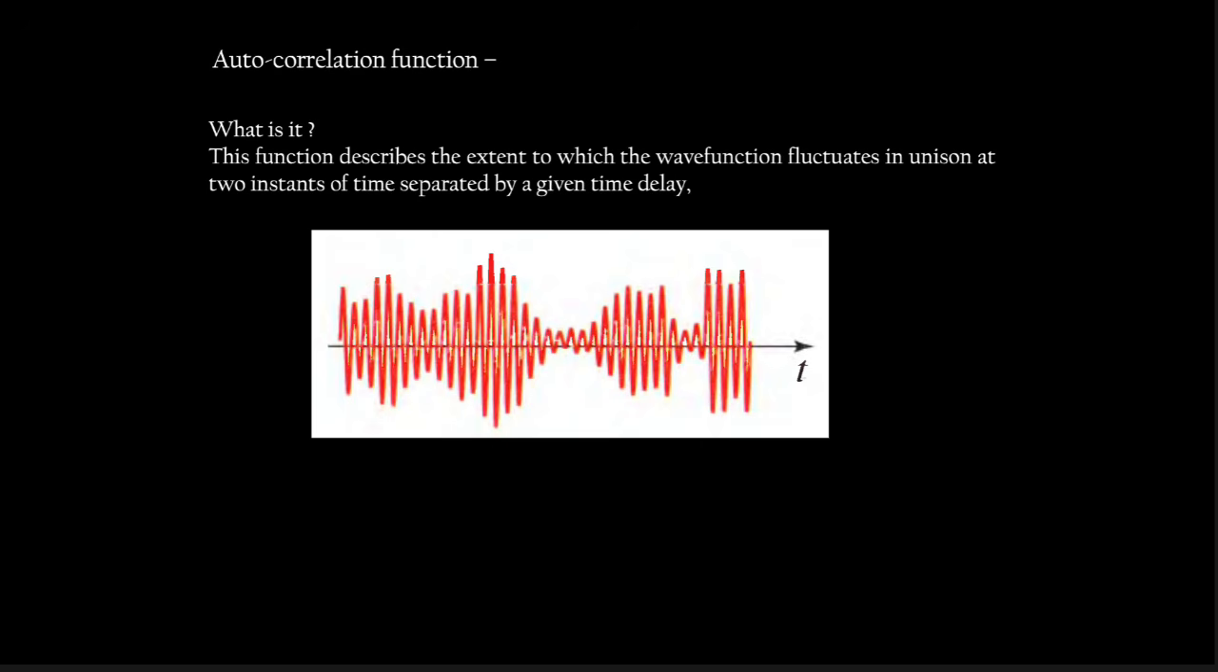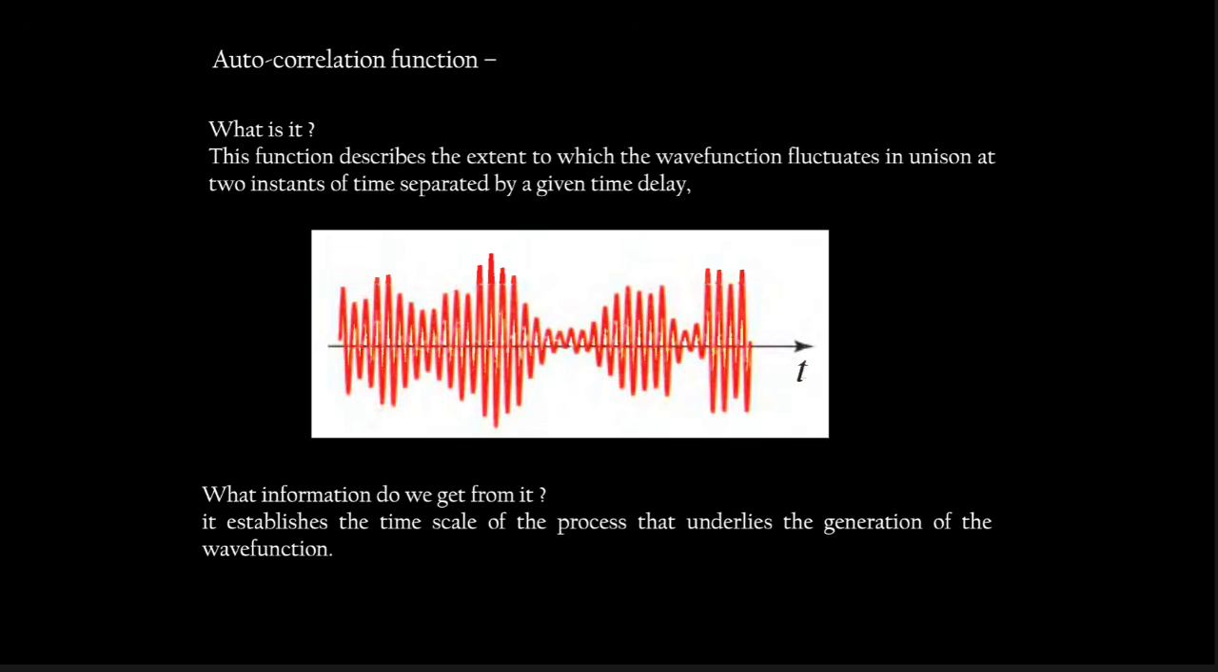If you take this particular light source, let's say it is an arbitrarily fluctuating light source as a function of time, and this light source has large variation in its field. So the information you get out of this is that the autocorrelation function establishes the time scale of the process that underlies the generation of this wave function, which means that in order to understand how the same wave function you're considering correlates to itself at a different instant of time is what is measured in the autocorrelation function.